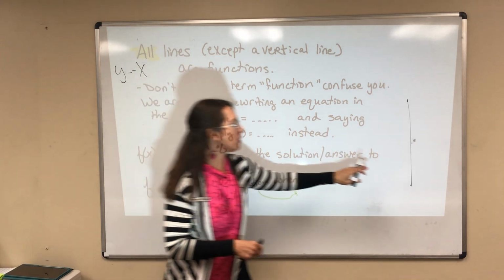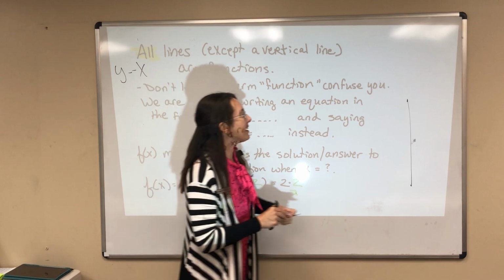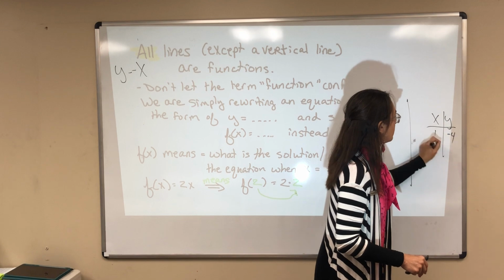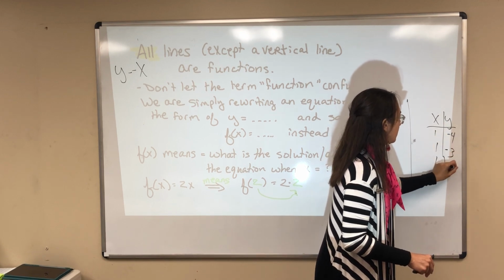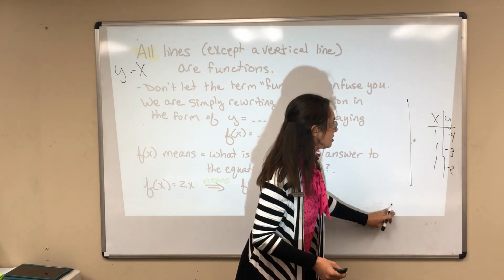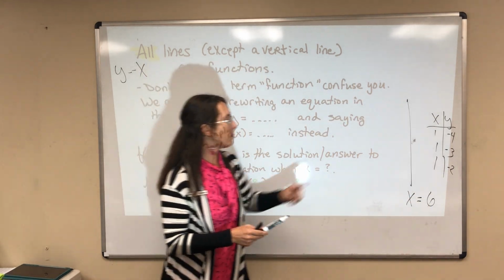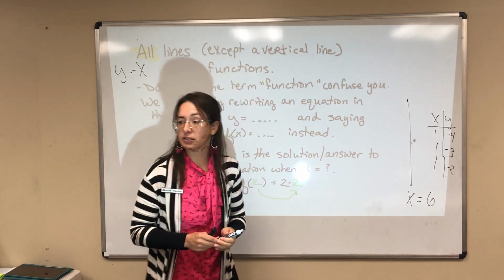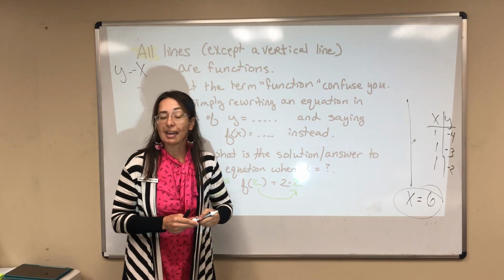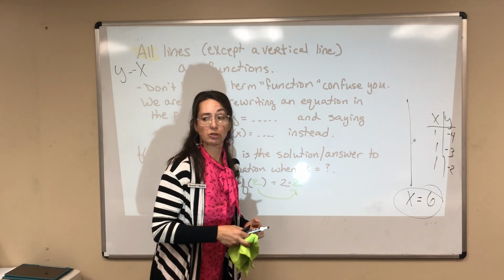Right? Can a vertical line pass the vertical line test? No. Because if I have my x and y chart, if x equals 1, y equals -4, x equals 1, all the way down, it's all the way through it, correct? So vertical lines are written as x equals a number, because it means no matter what y is, x equals 6. So when we have an x equals a constant, it is a vertical line. But there's no one particular y value. There's infinite y values.